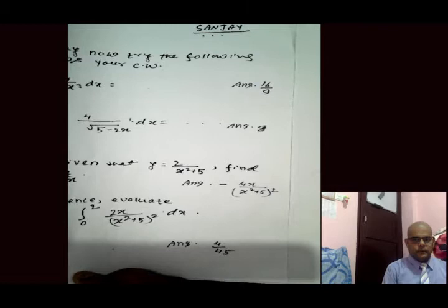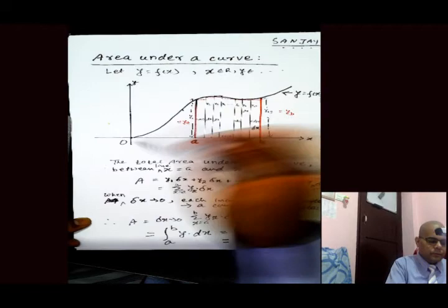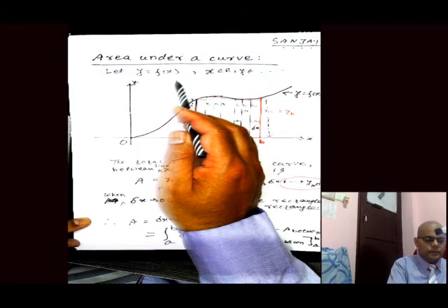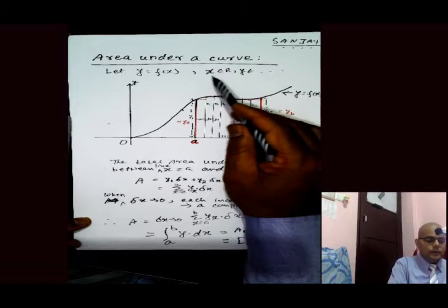Now we'll discuss area under a curve. Under a curve means any function, if it is given like y equal to f(x), and suppose that this is a graph of any kind of curve here, and x belongs to R, and the range, that is the value of y, depends on the domain of the function and the type of this function.